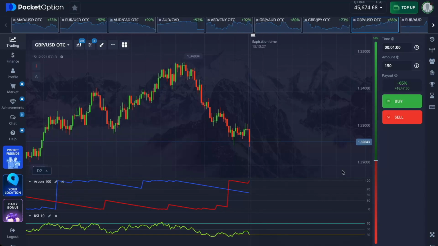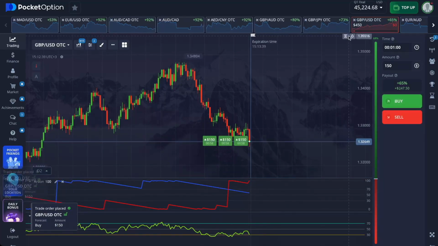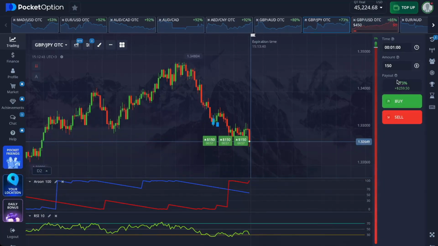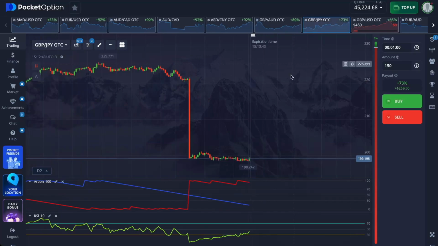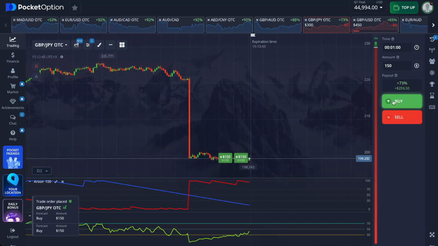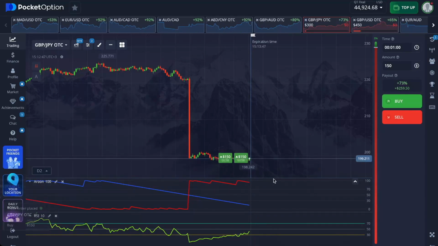So let me open it again and show you the level. You probably see it here as well. The strength of the buyer is also indicated by the shadow of this candlestick. That's why in this case I'll enter with $450 for an upward move. Expiration is 1 minute. Here's another good situation, the British pound against the Japanese yen, same thing.